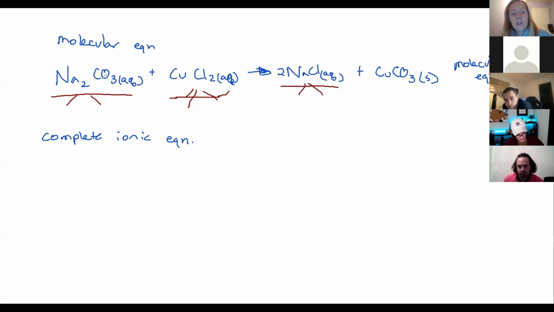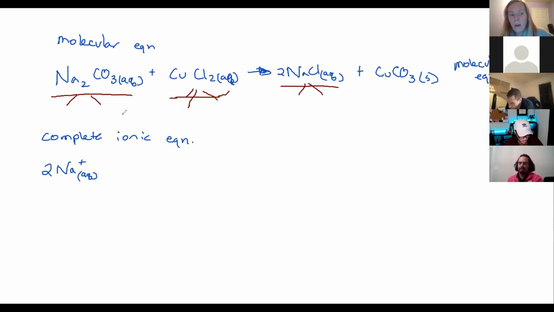I've got Na2CO3. I want to break that into the ions. So sodium's ion is Na with a plus charge. How many sodiums do I have? In this case, I have 2 of them. All right, so I'm going to take that 2, I'm going to put it in front. I have to write a little AQ.